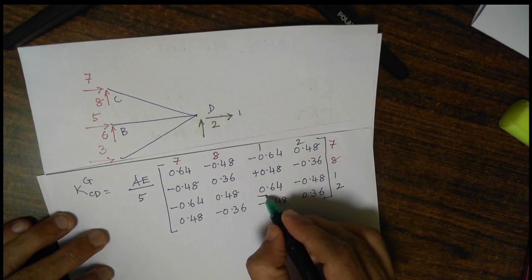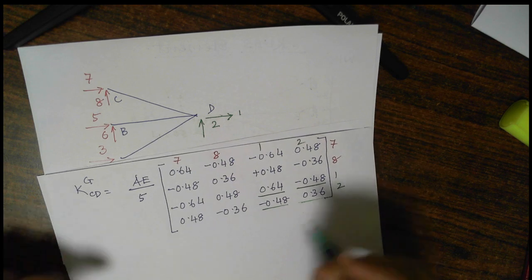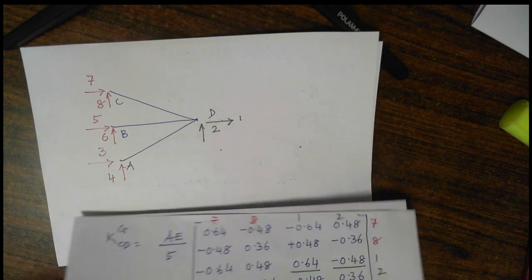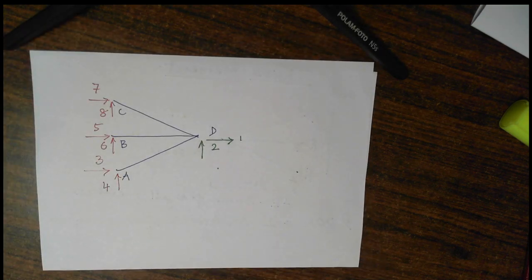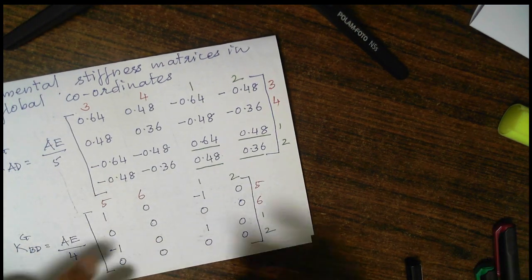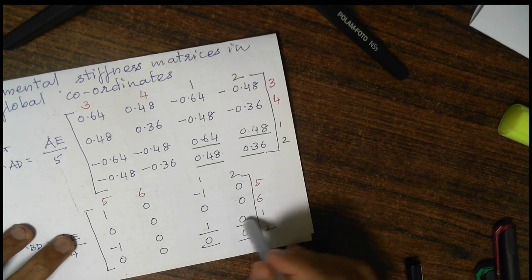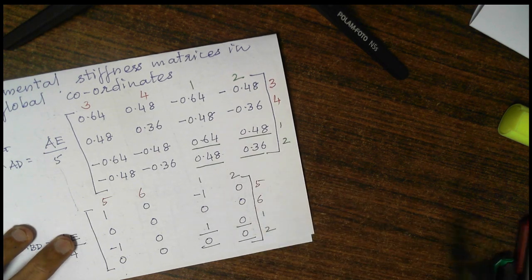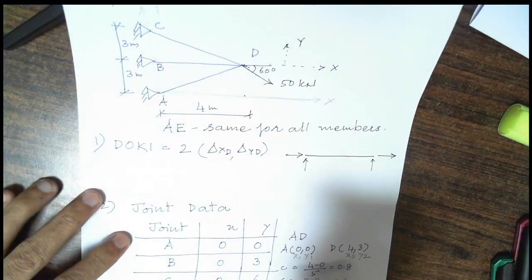Now again in this case, I am interested in mapping only these coordinates to the final structure, and I forgot to map these coordinates for BC. For BD, again I am going to map only these coordinates for the structure stiffness matrix: first row, first column, second row, second column, because I know the size of my structure stiffness matrix will be 2 by 2, since the degree of kinematic indeterminacy of the structure is 2.